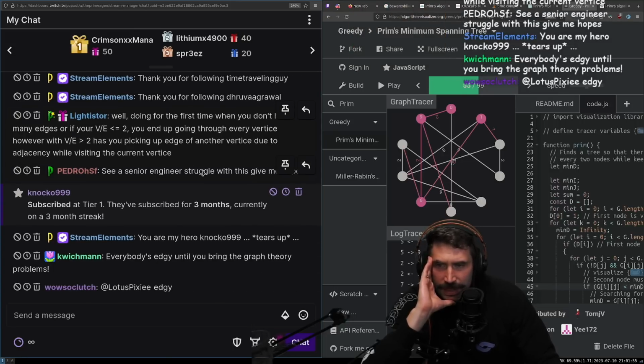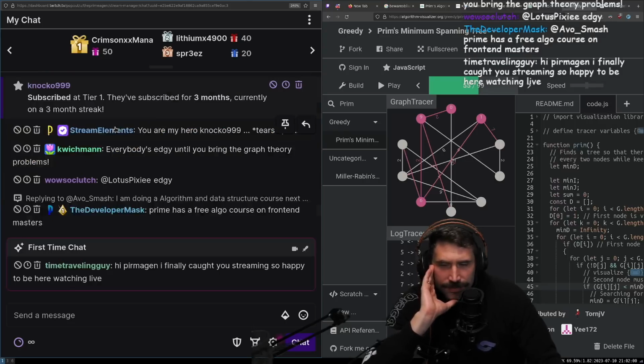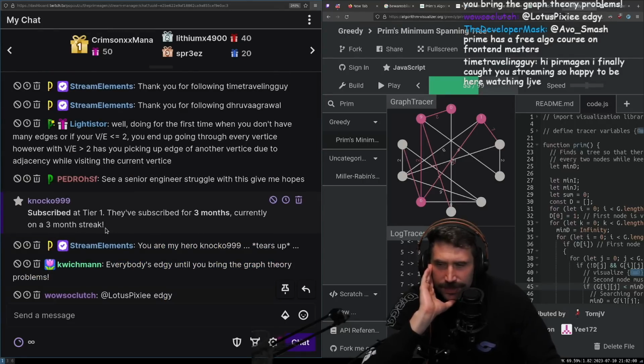Let's see, has you picking up edge of another vertice due to adjacency while visiting the current vertice. Okay, for some odd reason that didn't help me because either I'm too stupid or I don't get it.